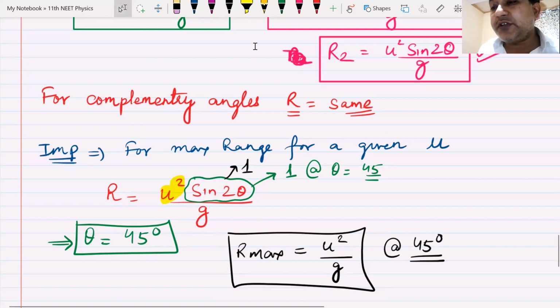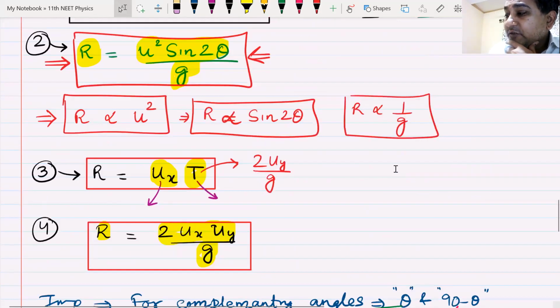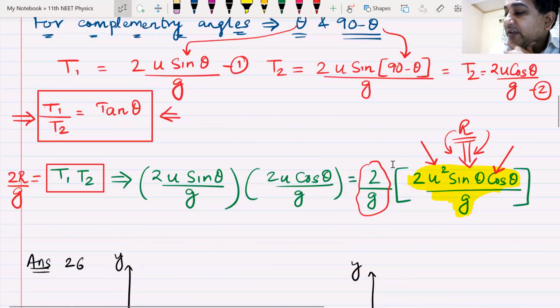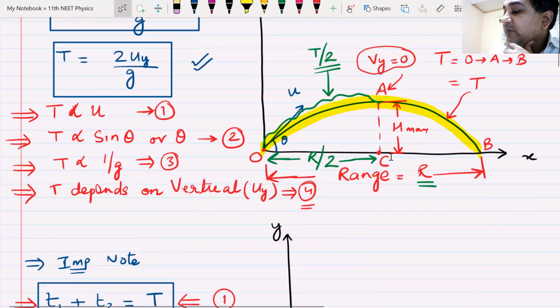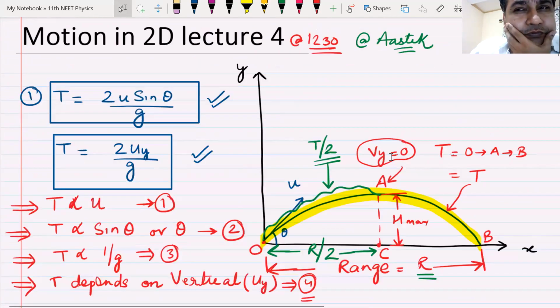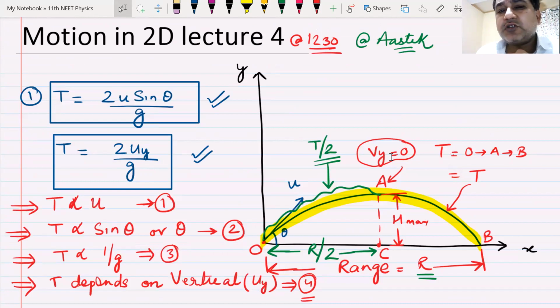So what we have learned in today's class, let us have a quick recap. We started with the time of flight. We went through the formula of time of flight: 2 times u sine theta by g, or 2 times uy by g. We saw that the time of flight depends on u, it depends on sine theta, it is inversely proportional to g. It depends on the vertical component.